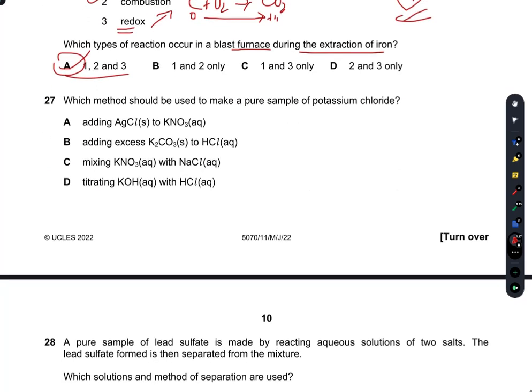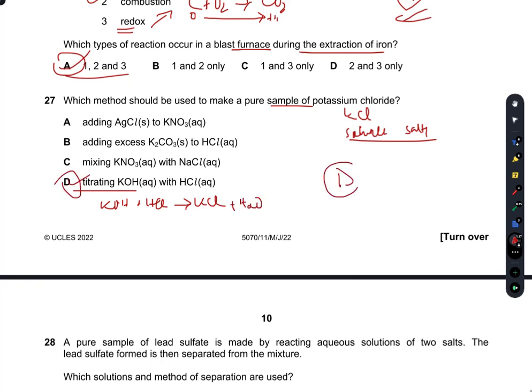Which method should be used to make a pure sample of KCl? KCl is a soluble salt, and soluble salts are generally prepared by titration methods. All other methods are not much suitable for use. So titrating KOH with HCl to give KCl along with water would be the most appropriate option. All other options are incorrect, like adding AgCl to KNO3.